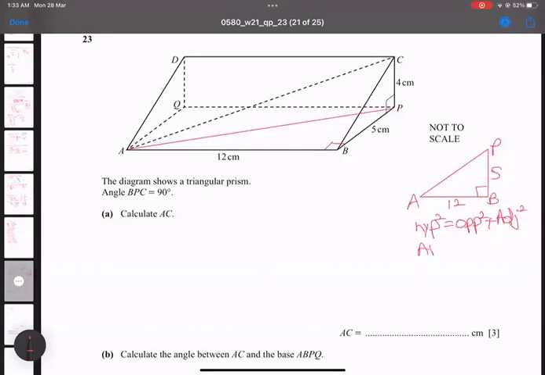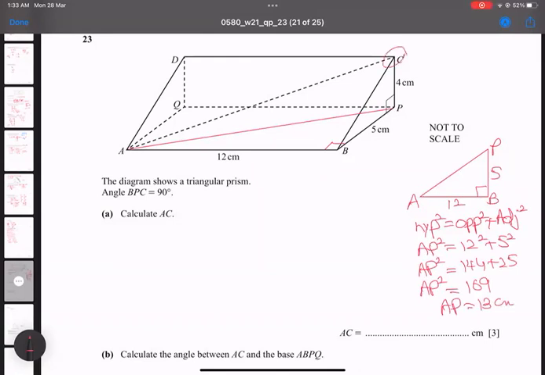And AP squared equals 12 squared plus 5 squared. 144 plus 25 gives you 169, and the square root of 169 gives you 13. So AP becomes 13 centimeters. Now I will make another triangle.